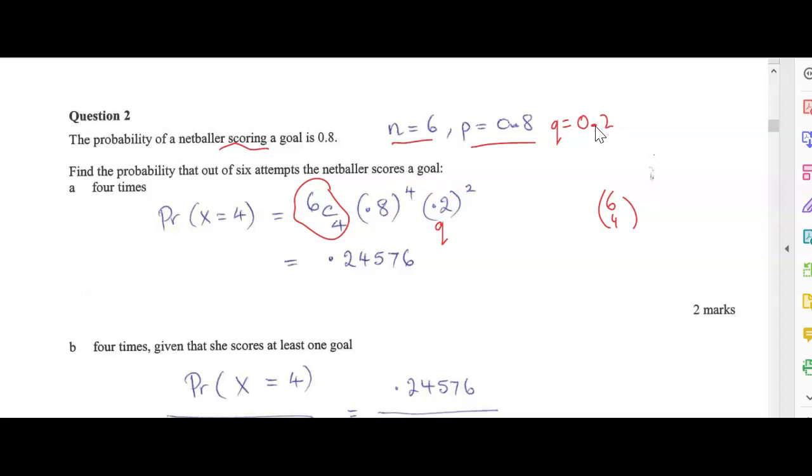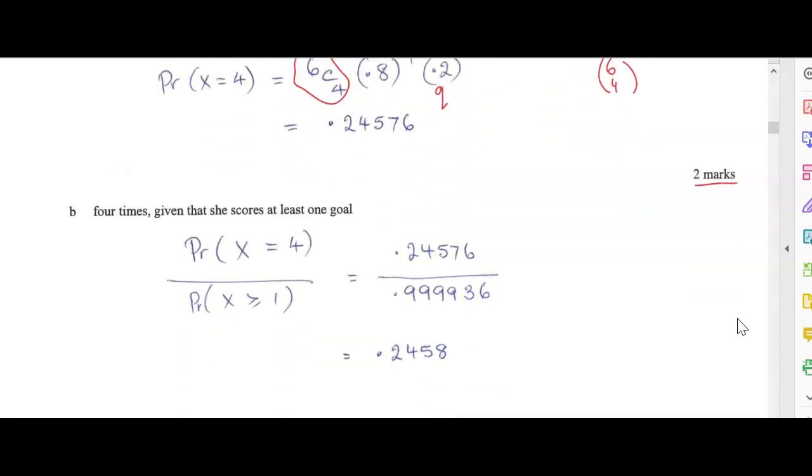You can also just do it using the function in your calculator. Just notice though, it is worth 2 marks, so it's probably worth just identifying N and P. Don't just go straight ahead and write the answer. All right, even writing the binomial distribution would be good. Doesn't take you long to do.